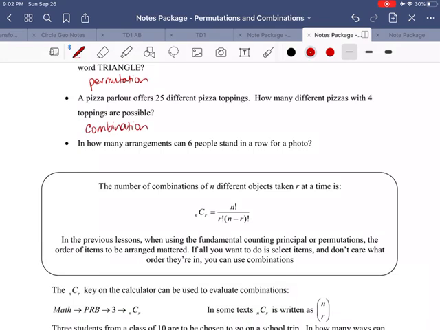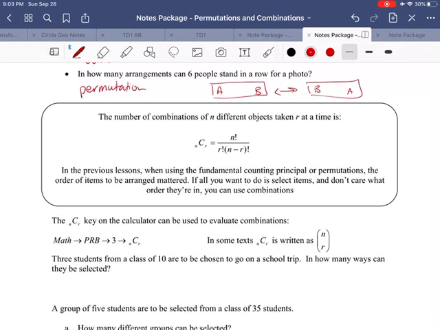How many arrangements can 6 people stand in a row? That's a permutation. If person A is on one side of the photo, person B is on the other, versus person B on one side of the photo and person A on the right side, those are different pictures. You're going to get different things.